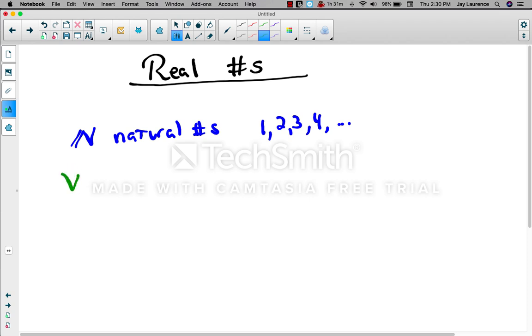Now the whole numbers aren't quite what you think. A lot of people misunderstand the whole numbers. The whole numbers are exactly like the natural numbers, except they include the number 0. So the whole numbers go 0, 1, 2, 3, 4, and they go on forever. Still no fractions, still no decimals, no negatives.